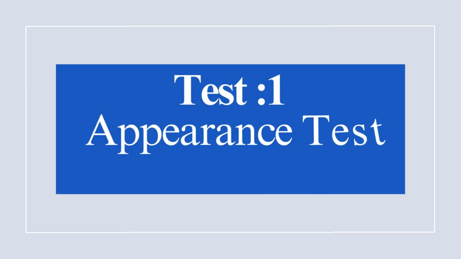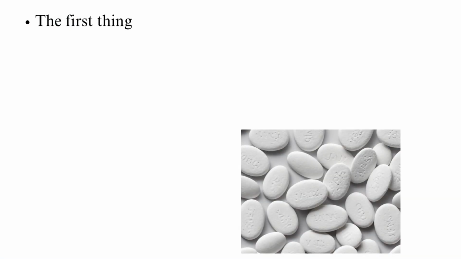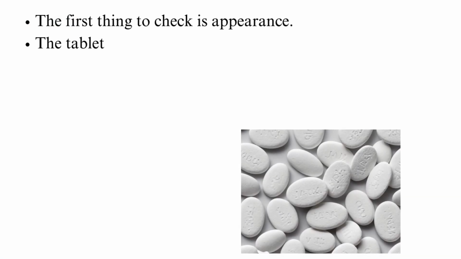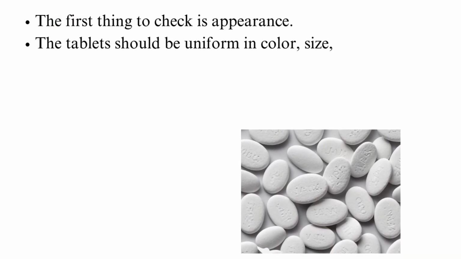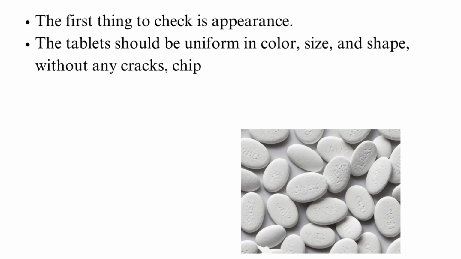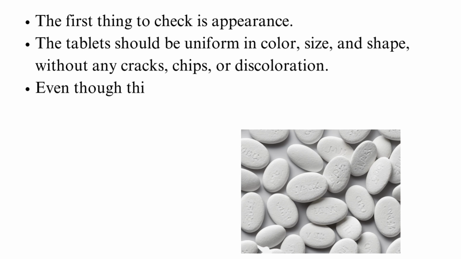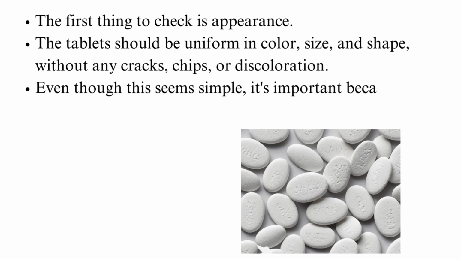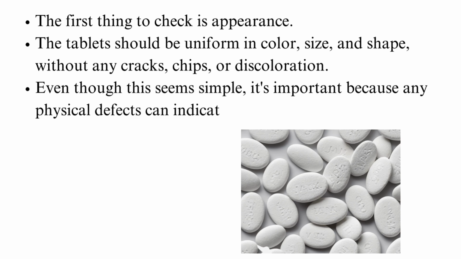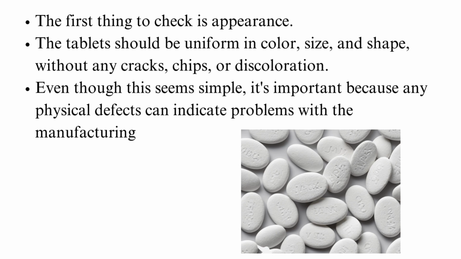Test 1, Appearance Test. The first thing to check is appearance. The tablets should be uniform in color, size, and shape, without any cracks, chips, or discoloration. Even though this seems simple, it's important because any physical defects can indicate problems with the manufacturing process.